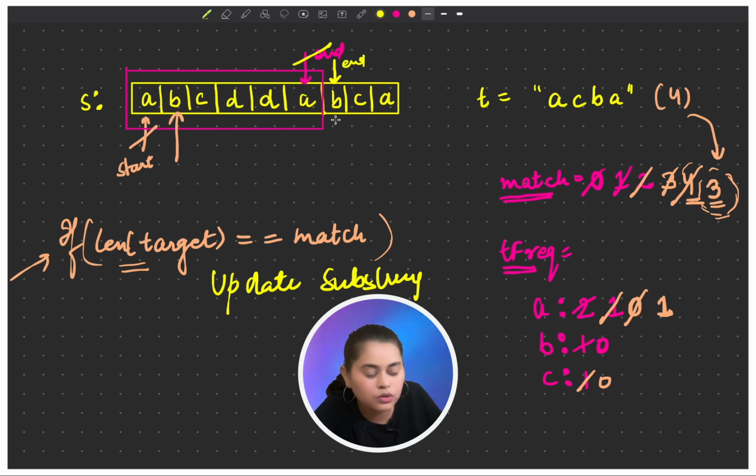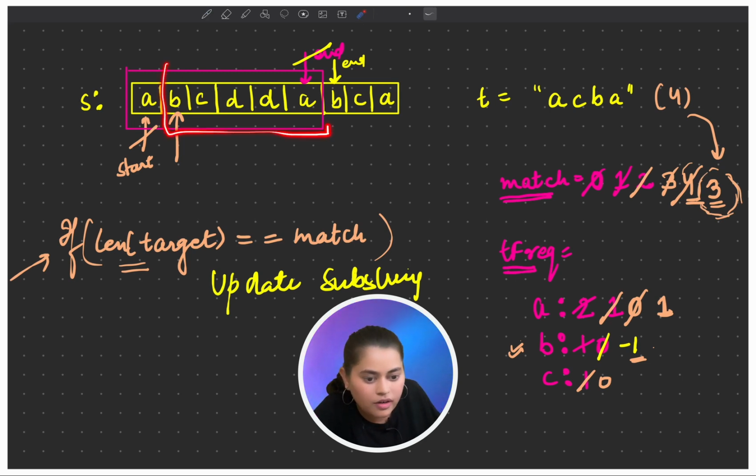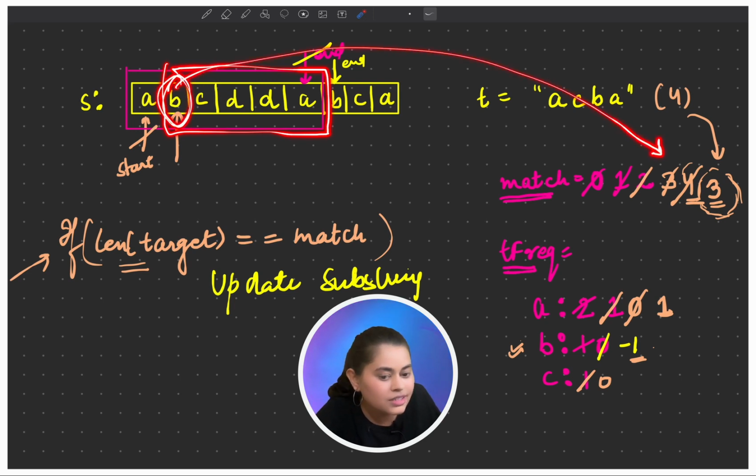Now we'll come to this B. So now we'll decrement our B by 1. So it became -1. Now what is -1 showing? -1 is showing that we already had all the required occurrences of B in that window. But now we have one more B, which is not required, right? So we'll not consider it as our match character, because we already have this B, which is already included in this match character.